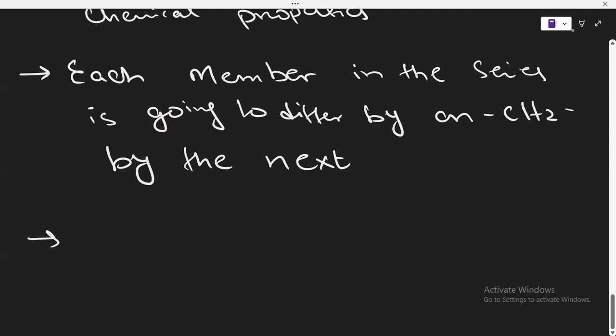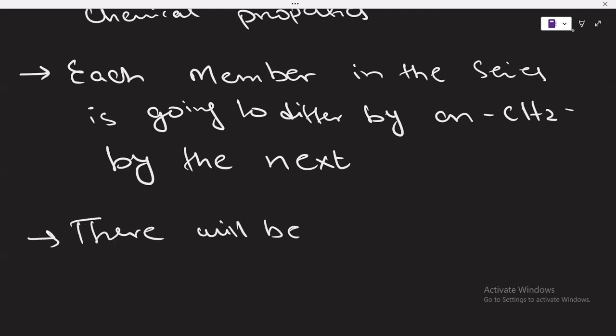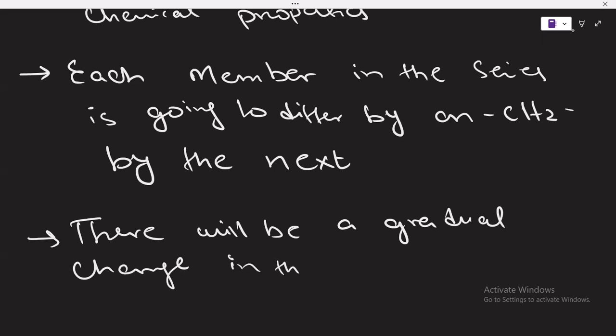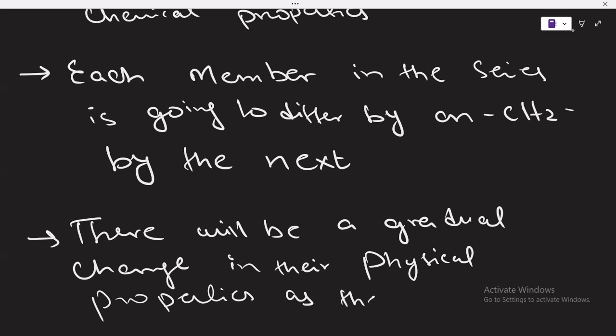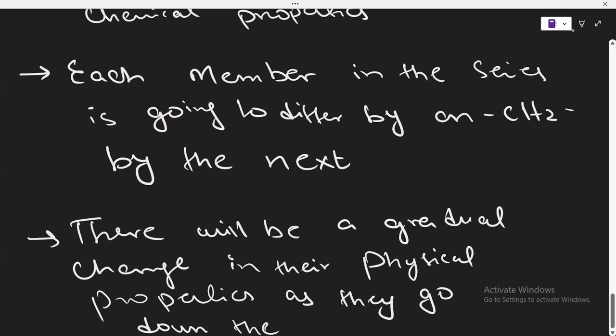The last point is that there will be a gradual change in their physical properties as they go down the series. Now we'll take the example of alkenes to understand all of these 4 points a lot better.